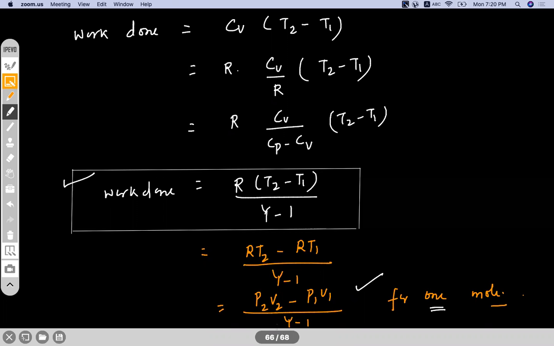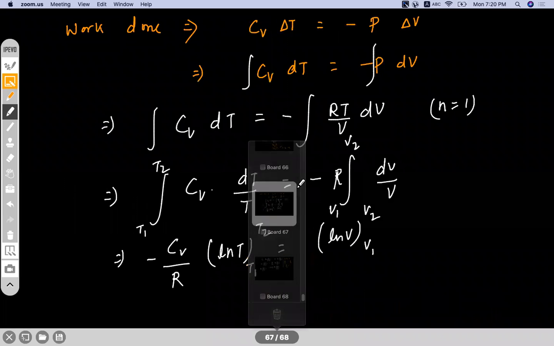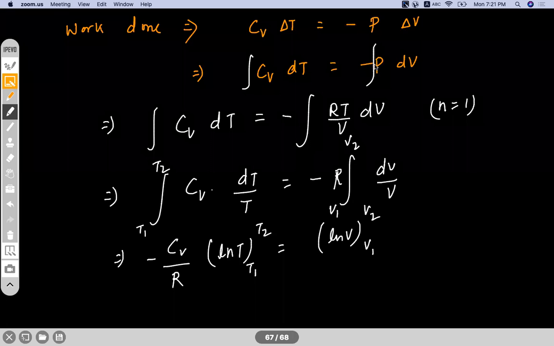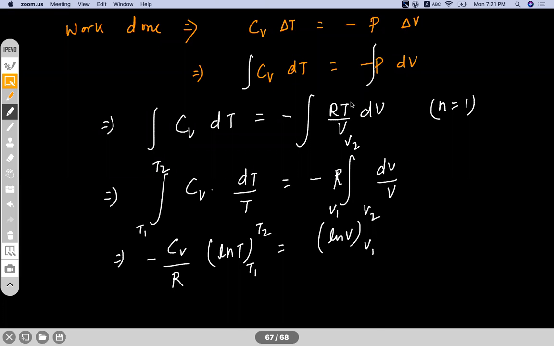Okay, now after this, we have this. Work done is Cv delta T, which we can always write as minus P delta V. For very small change, delta T is dT and delta V is dV. Then we integrate it. Since the process is reversible, pressure is not constant, so P is RT by V for one mole. Cross multiply this, we'll get this expression and we integrate it. Copy this down.